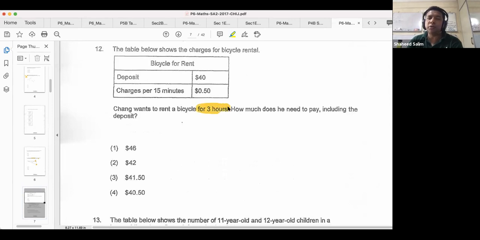3 hours. No, you want to use 3 hours. 1 hour is how much? We got to check how much 1 hour is. 15 minutes. What?